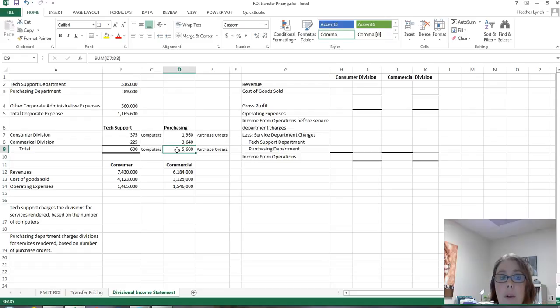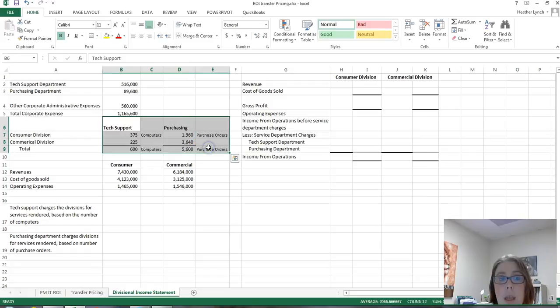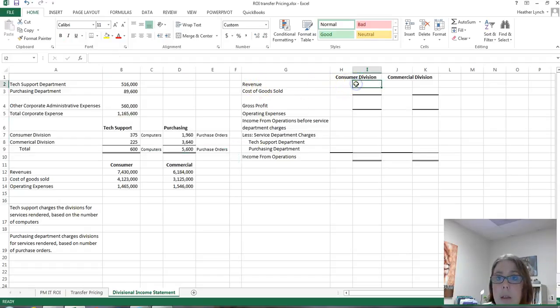And what we need to do is just a basic income statement, nothing new that we've never had in the past. We're going to do a basic income statement, and we're going to allocate the tech support and the purchase order charges to each of the divisions. Okay, so let's go ahead and do this.